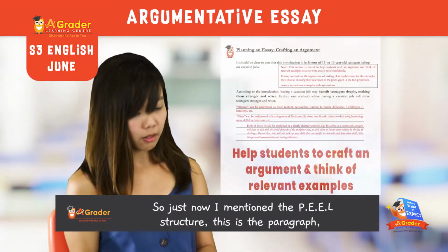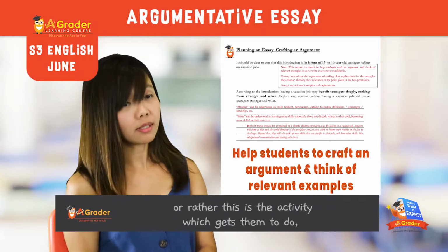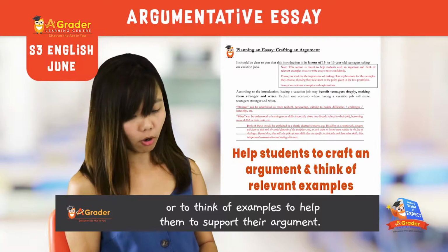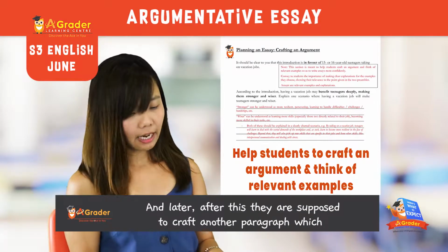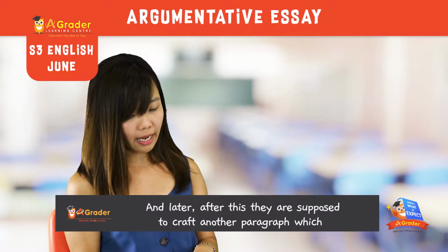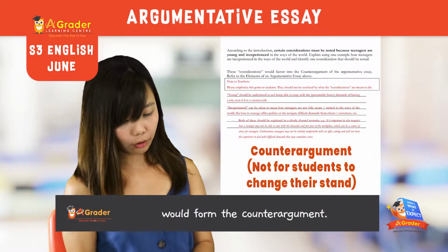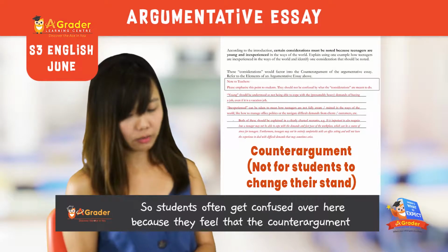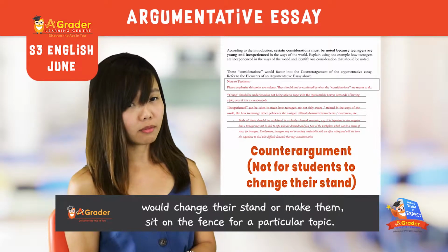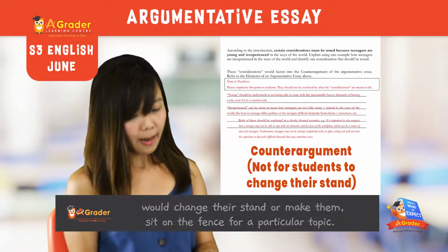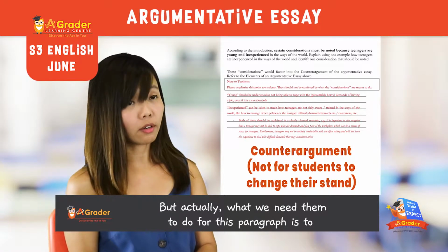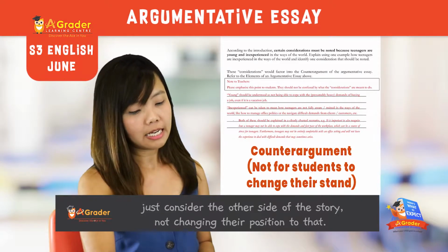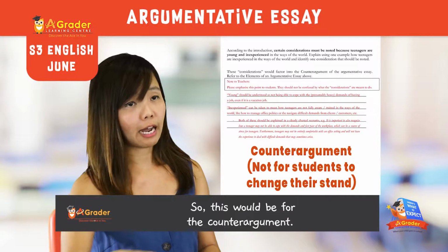So just now I mentioned the Peel structure. This is the paragraph, or rather this is the activity which gets them to think of examples to help them to support their argument. And later, after this, they are supposed to craft another paragraph which will form the counter-argument. So students often get confused over here because they feel that the counter-argument would change their stand or make them sit on the fence for a particular topic. But actually what we need them to do for this paragraph is to just consider the other side of the story, not changing their position to that. So this would be for the counter-argument.